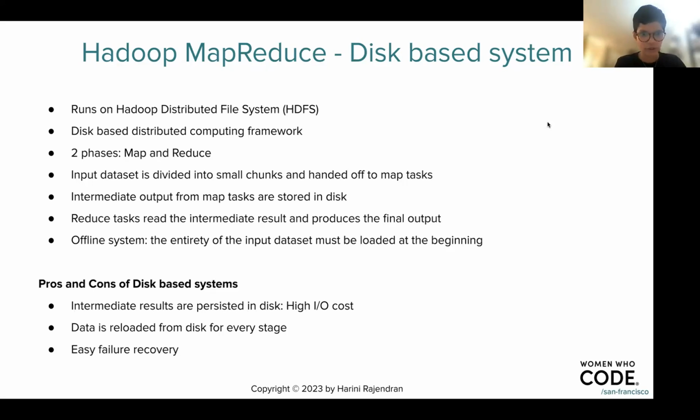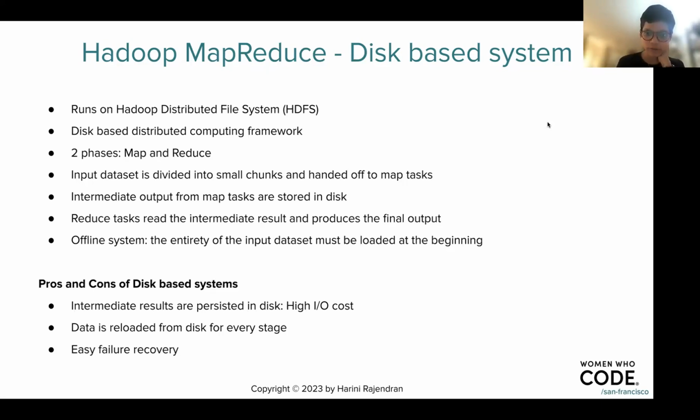These are the things that we already spoke about. There are two phases. The input data set is divided into smaller chunks and it's handed off to the map task. The intermediate results are stored in disk and then the reduce tasks would read them. This is also an offline system.